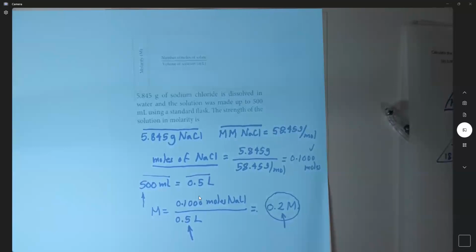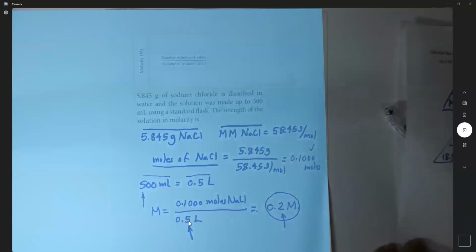Then you divide moles by liter of solution, and you get 0.2 molar. Moles per liter is molar. And it's only one significant figure because one of the numbers in the calculation has one significant figure. And you take into account the number with the lower number of significant figures.